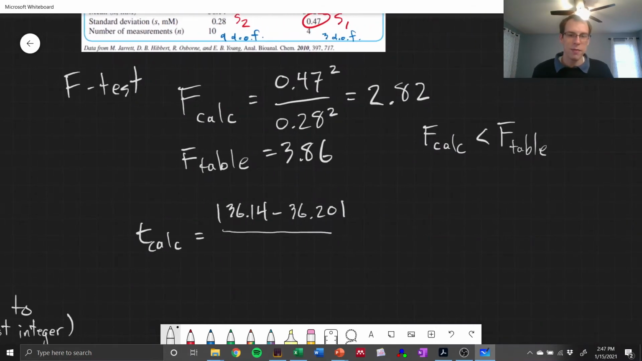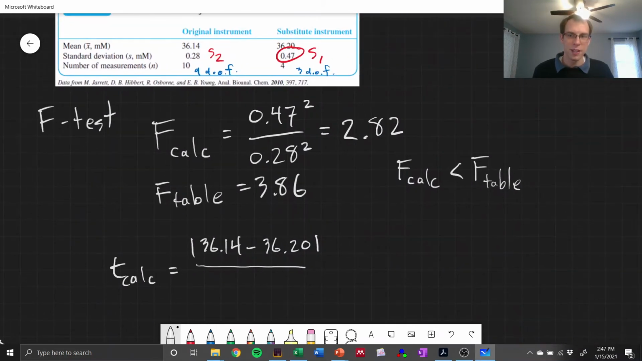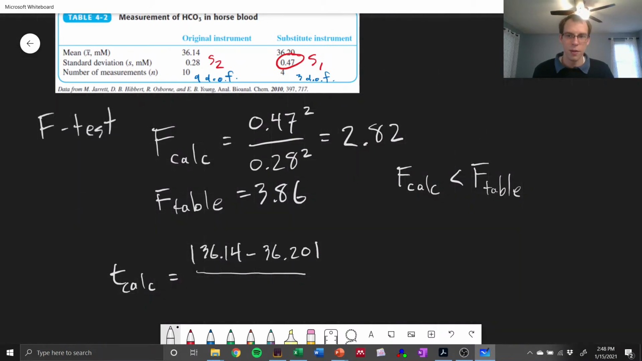Now, what we define as 1 and 2 doesn't particularly matter in this case. For the F-calc, we need to keep the value larger than 1 because that's the convention, and that's how we'll look it up in the table. But we can call either one 1 and 2 here. It doesn't change the result. So we'll have 4 times 10 divided by 4 plus 10. The thing we're just missing is we need our pooled standard deviation.